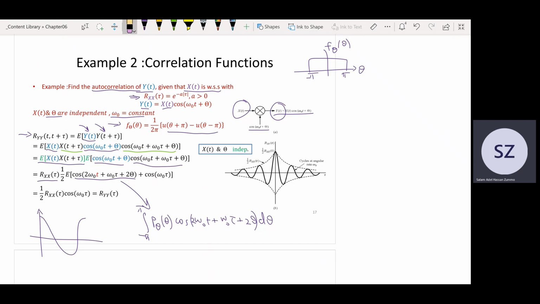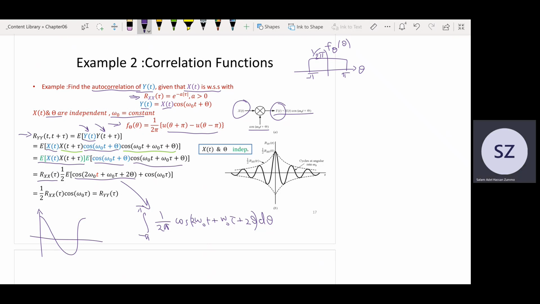It's not minus infinity to infinity, because it is only limited from minus pi to pi. What is the PDF? 1 over 2 pi. Now what am I integrating here? Cosine. This is a constant, so 1 over 2 pi gets out. Cosine of whatever, for 1 period. Minus pi to pi is 1 period.